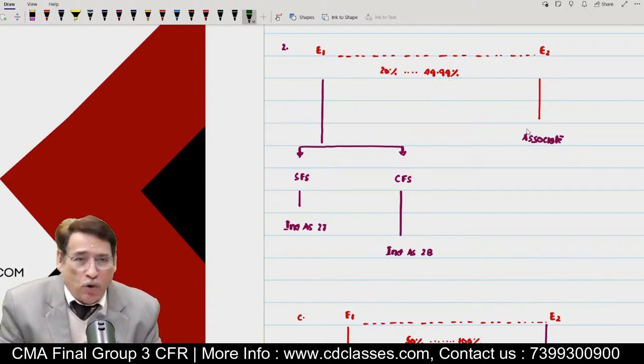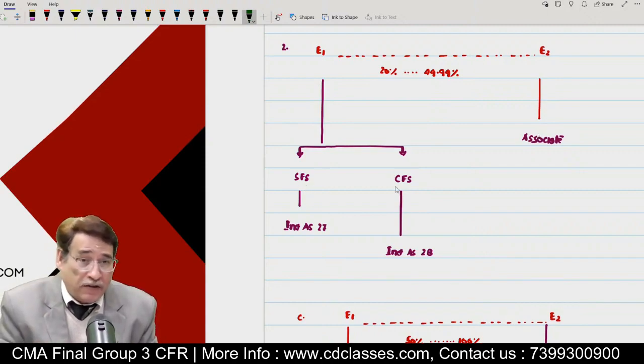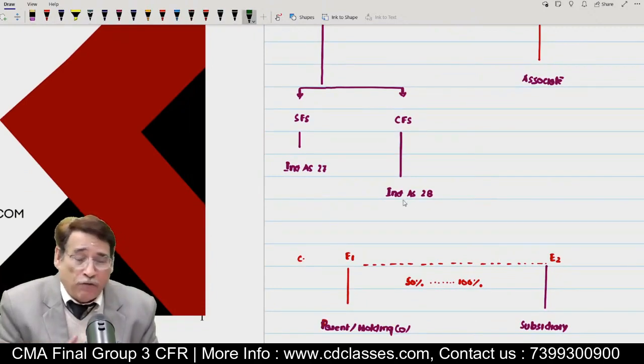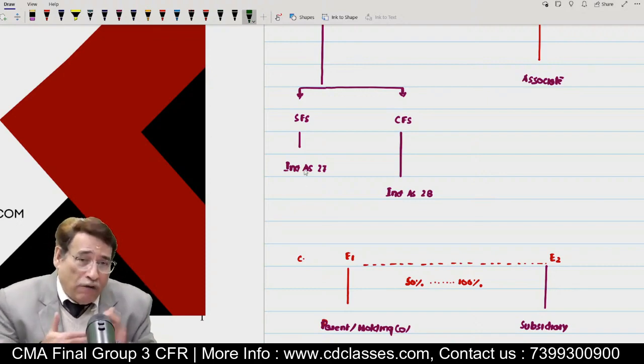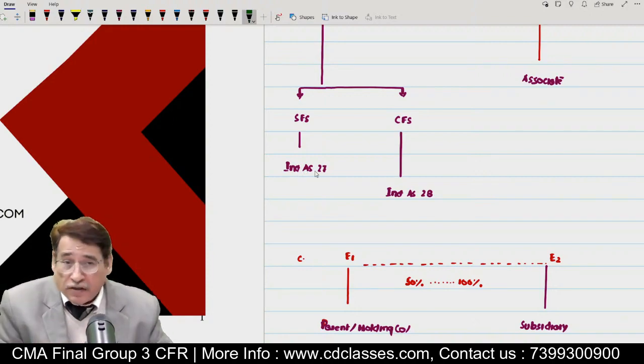First of all, I told you the other entity will be considered as our associate entity, and we will have to prepare two types of financial statement: separate financial statement and consolidated financial statement. However, the consolidated financial statement with respect to associate will be prepared as per Ind AS 28, while the accounting for investment will be done in the separate financial statement as per Ind AS 27.